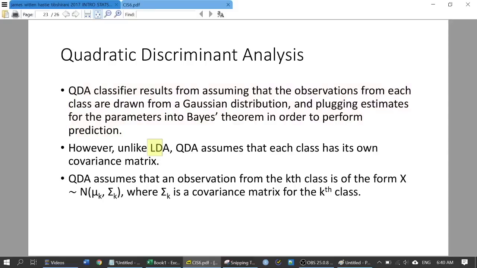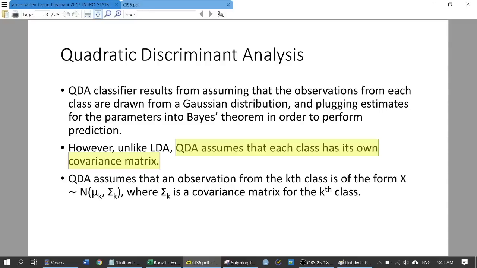However, unlike LDA, the QDA assumes that each class has its own covariance matrix. So the LDA assumes that they share the same covariance matrix. The QDA assumes that each class has their own covariance matrix.